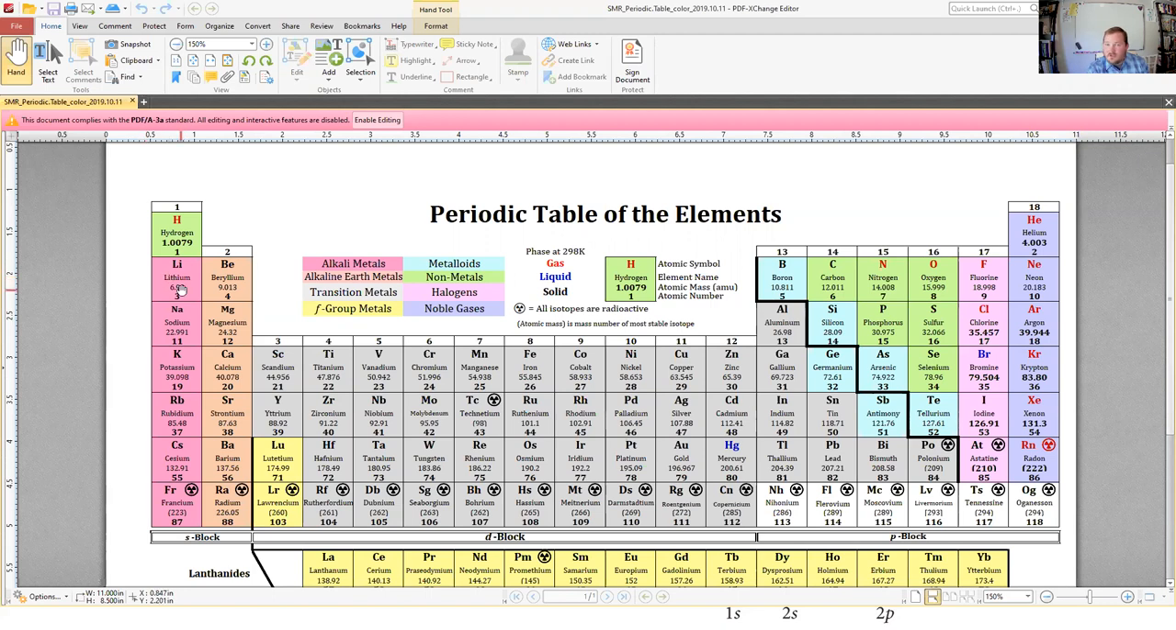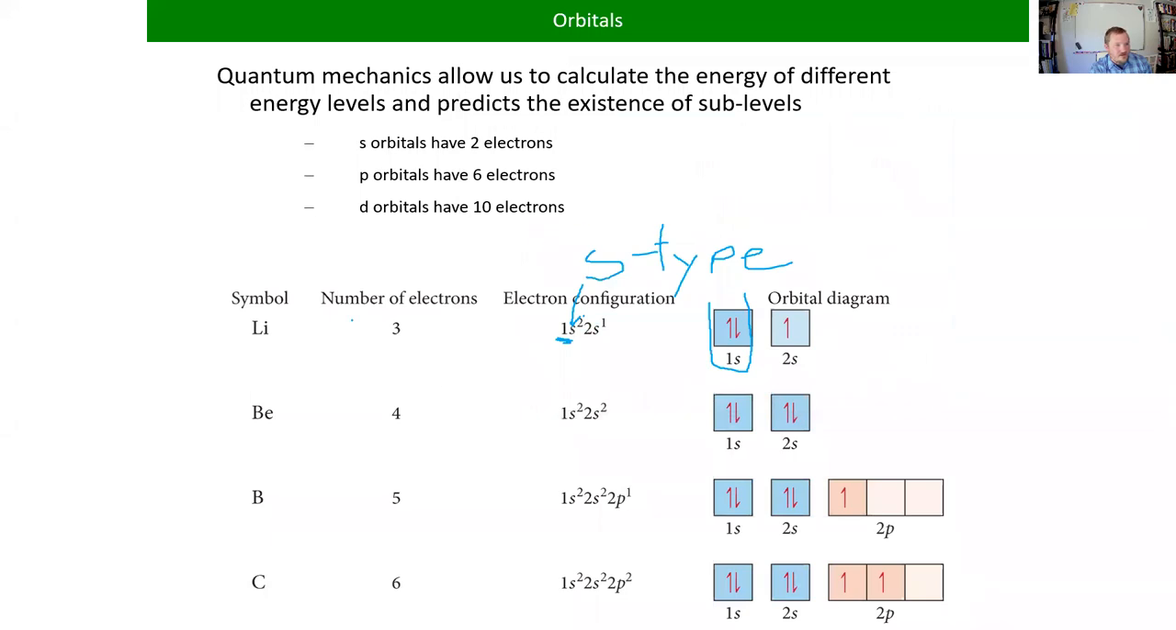So for lithium, we have a total of three electrons when it's neutral. If we wanted to know what energy level those electrons were in, we would say, okay, the first two electrons go into the first energy level, into that 1s orbital. If I go back to the slides here, that's what this electron configuration is showing: the first two electrons are going into the first energy level, into an S orbital, and there's two of them.